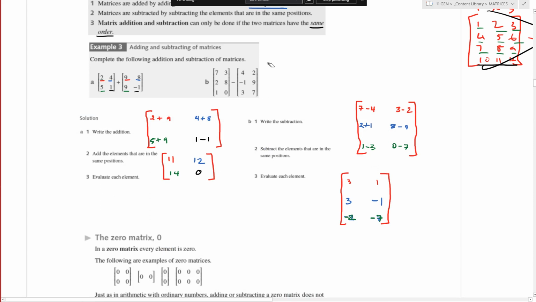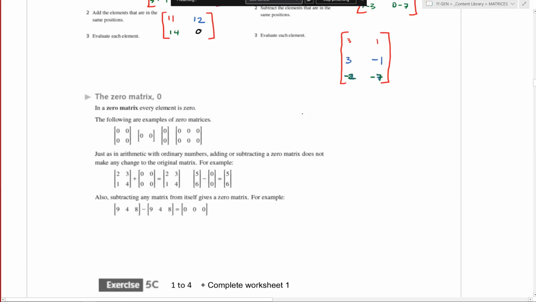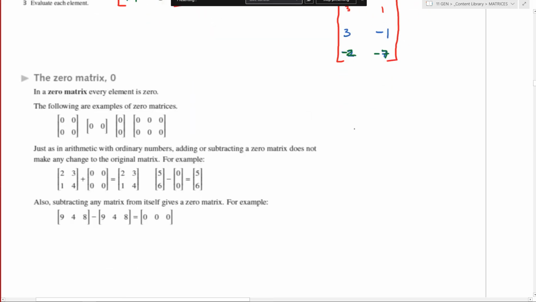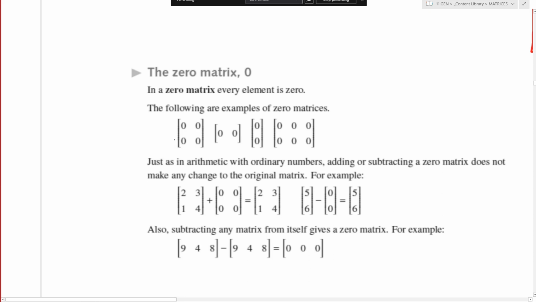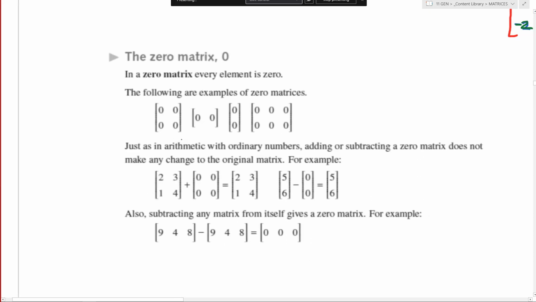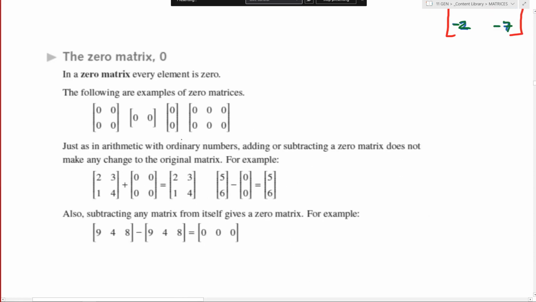Okay, let's keep going, finishing off these notes. All right, so the zero matrix. This matrix here is a bit silly. I find every year, I don't know what's in there, but I'll just teach it to you anyway. In a zero matrix, every element is a 0. The following examples are zero matrices. It's just saying every number in the matrix is 0.